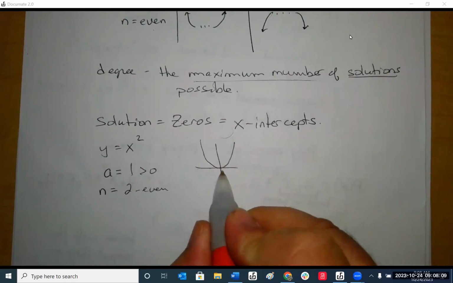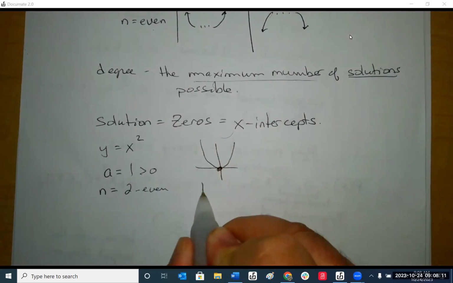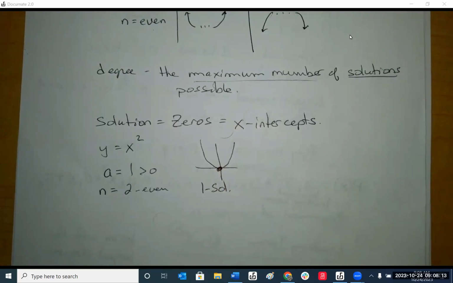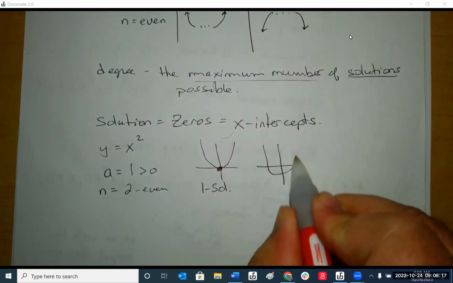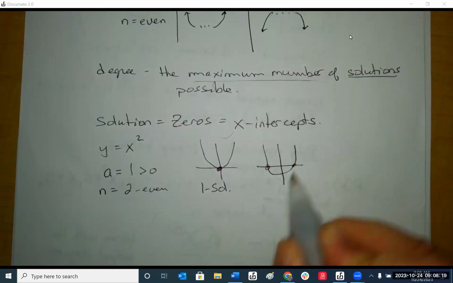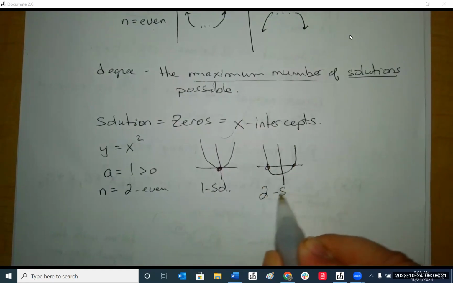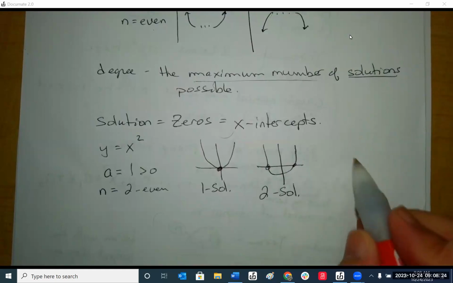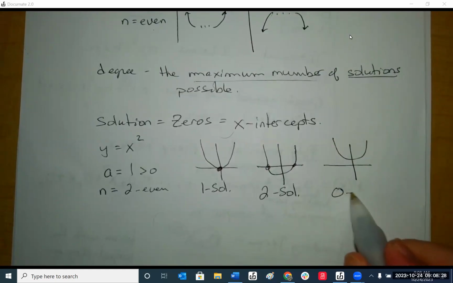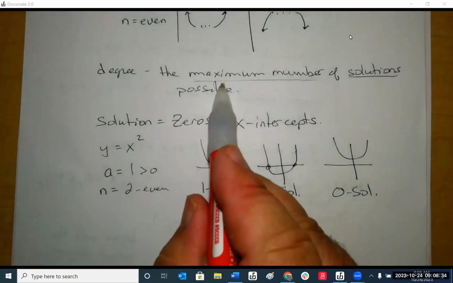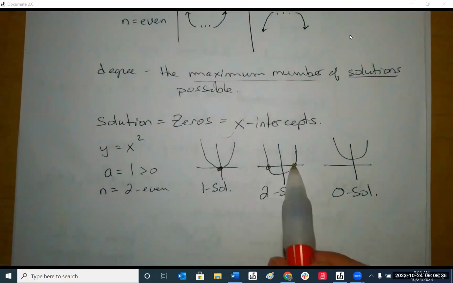If it's like this, it only has one solution. If it's like this, it has two solutions. If it's like this, it has 0 solutions. So that's why I said it's the maximum number of solutions you can have.